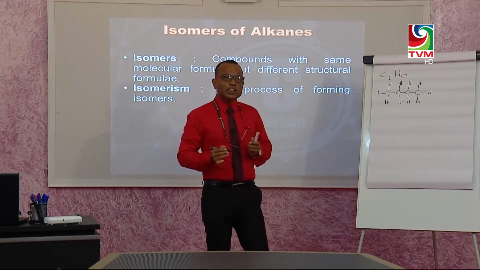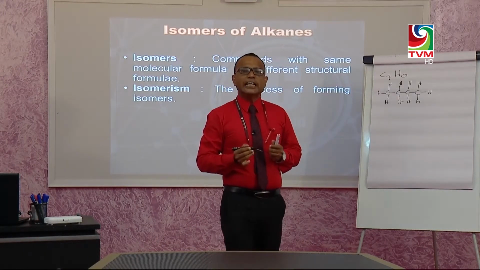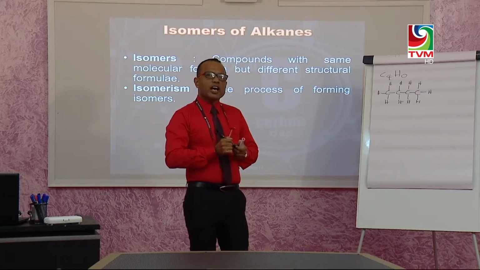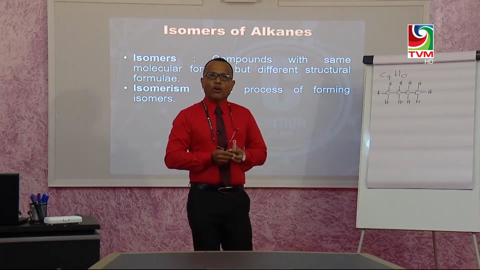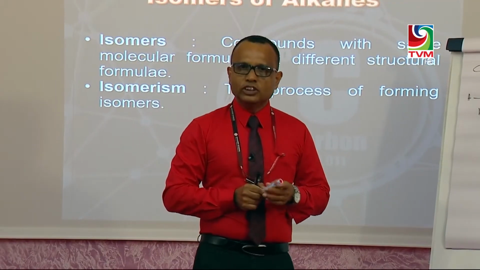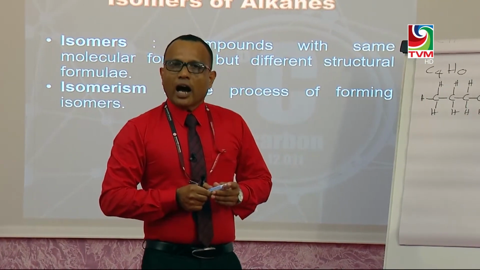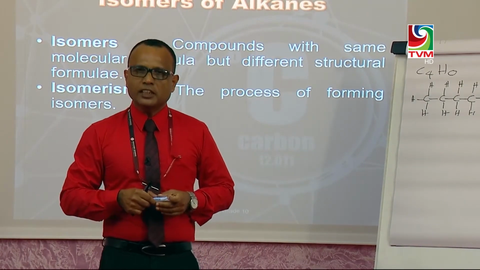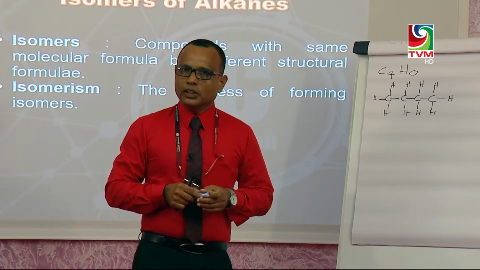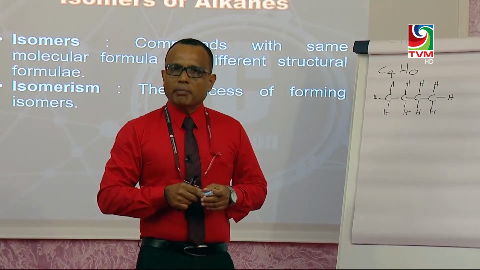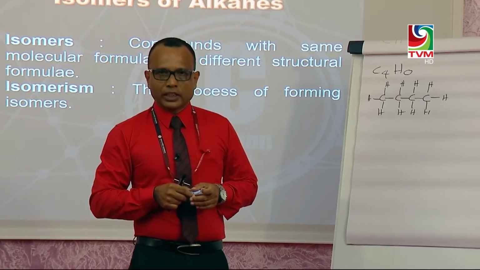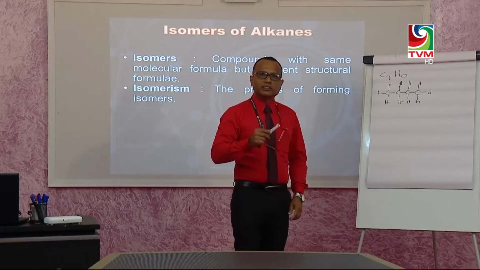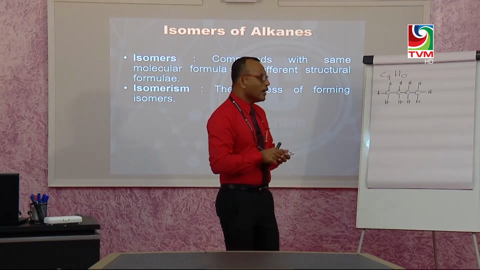Then we need to identify whether this one is an isomer. First, we need to identify the longest continuous carbon chain. I repeat, identify the longest continuous carbon chain. Longest means include as many carbons as you can. Continuous means each carbon must combine to the next one in one direction.